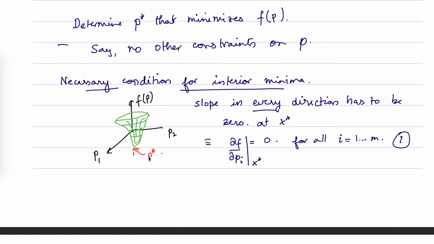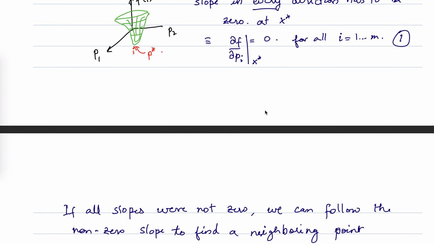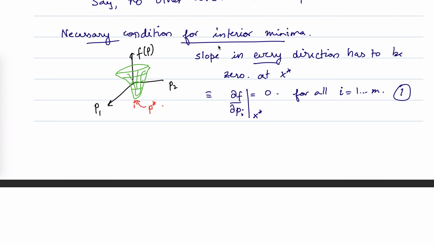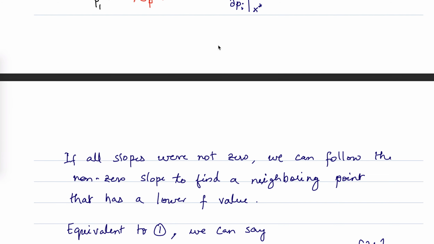If all the partial derivatives are equal to 0, then the partial derivatives are basically slopes in each of the m directions. If those slopes in those m directions are equal to 0, then the slope in any other new direction can be represented as a linear combination of those m slopes, and the slope in any other direction will also be equal to 0. Okay, so that's the necessary condition: slope equal to 0, but just generalized to m dimensions.